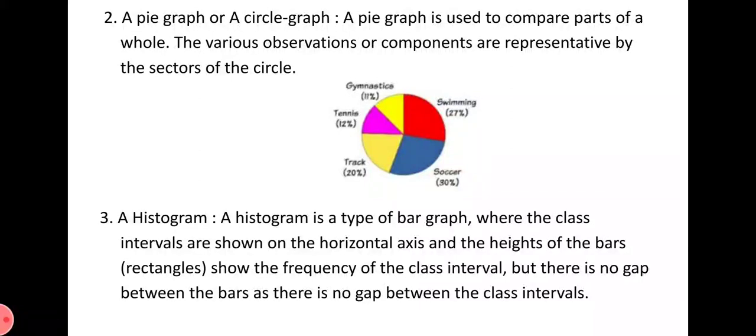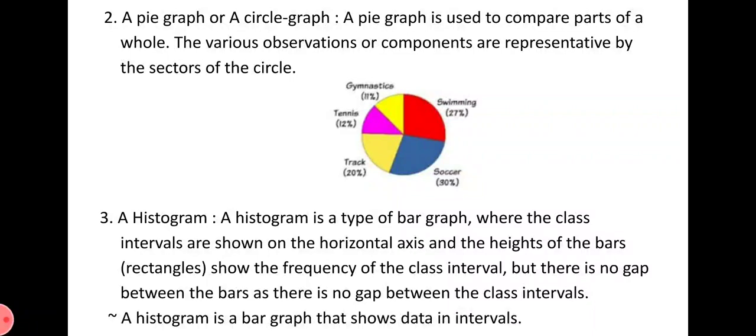When we talk about grouped data, you can see that the class intervals have no gap, for example 0 to 10, 10 to 20, 20 to 30, 30 to 40. In this way class intervals are there. As there is no gap between the class intervals, there is no gap between the bars in the graph, that is, in a histogram. Let us see one example. Before that, a histogram is a bar graph that shows data in intervals. The histogram is nothing but one type of bar graph which shows data in intervals.